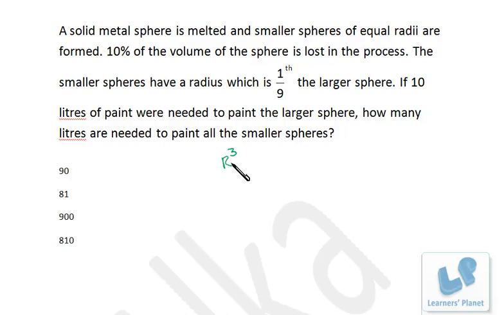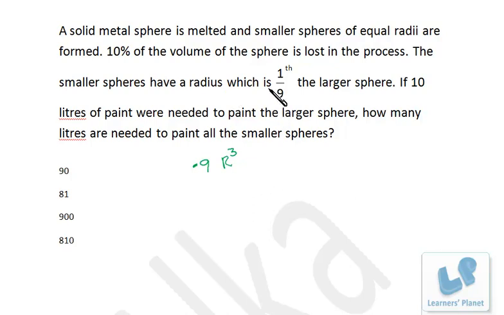Now what is happening in the conversion process? 10% of the volume is being lost. That means we are left with 90% of the volume of the large sphere. So actually it is 0.9 R cube. That is the data that we have to calculate. After that, to find the number, this is the volume that we have, and to find the number, we will divide it by the volume of the smaller spheres.